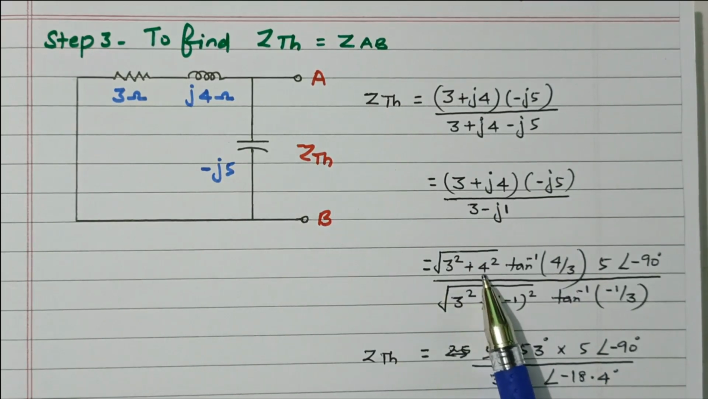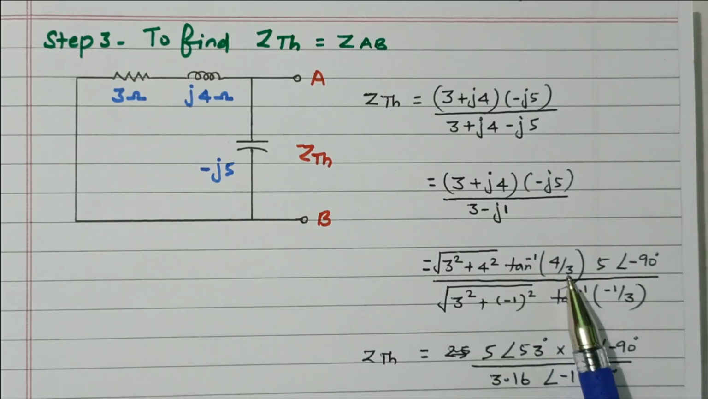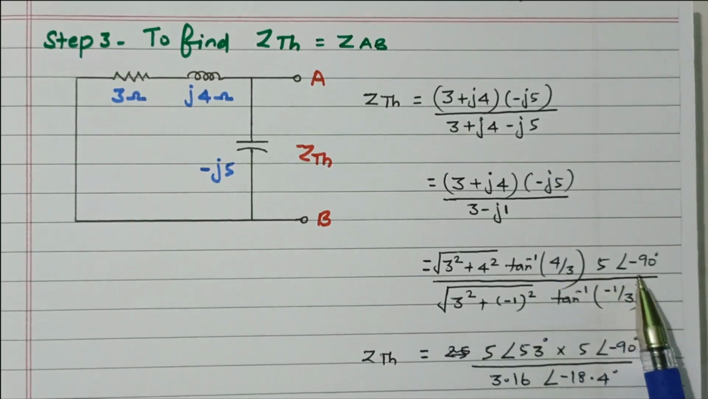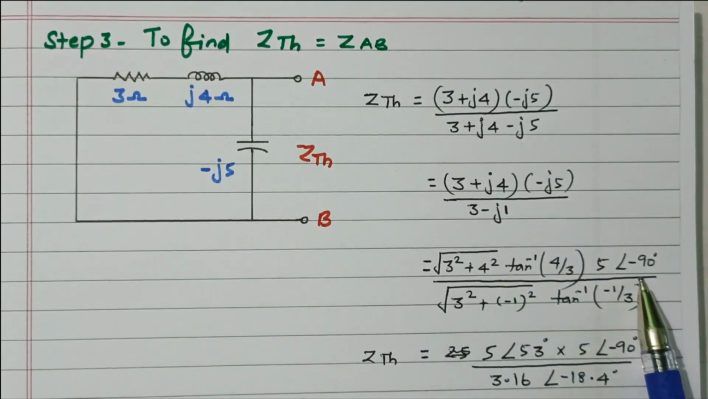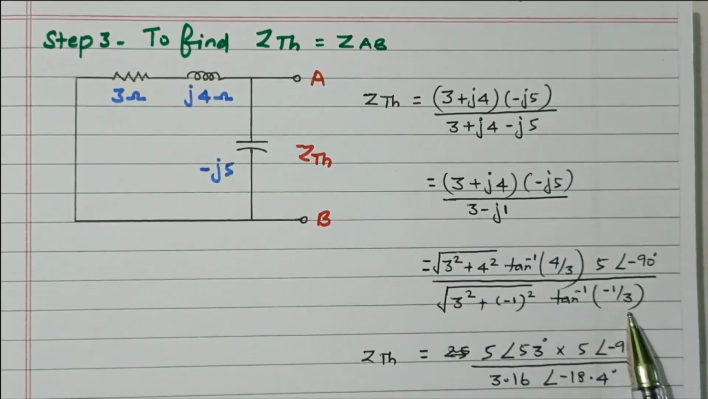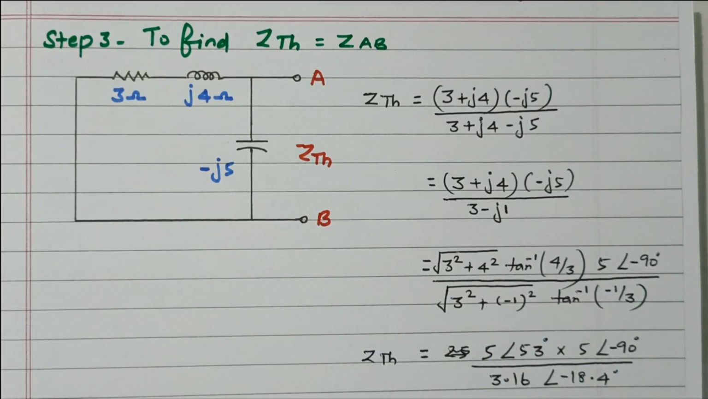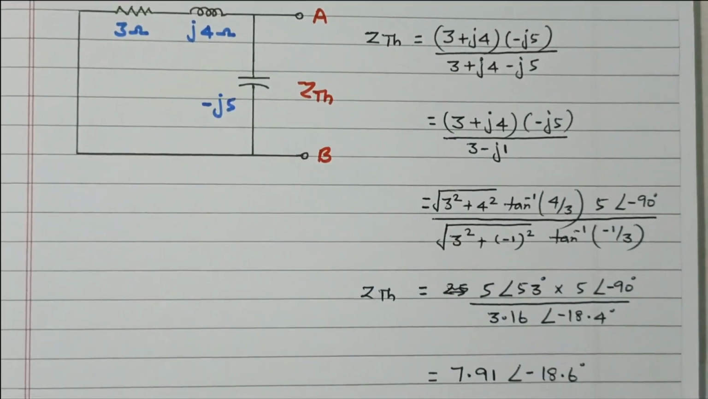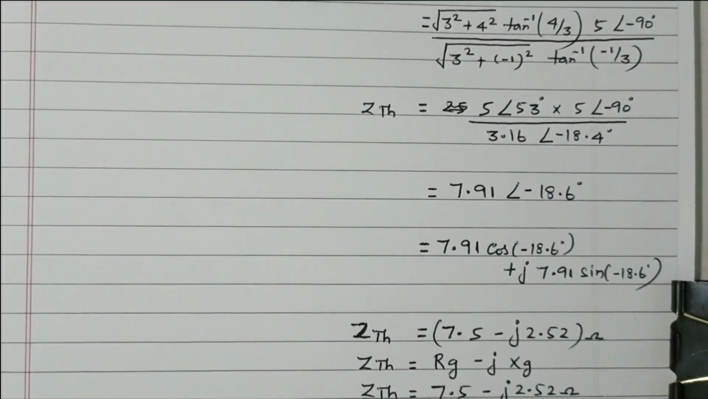So 3 square plus 4 square will give the magnitude, and tan inverse 4 by 3, imaginary term divided by real term, B by A, gives the angle. Similarly 5 with an angle 90 degree. Just now we saw that minus J refers to minus 90 degree. Similarly here, 3 square plus minus 1 square, and tan inverse minus 1 by 3. So this is the procedure to convert rectangular form into polar form. The magnitude is calculated as square root of the sum of squares and the angle is calculated as tan inverse B by A.